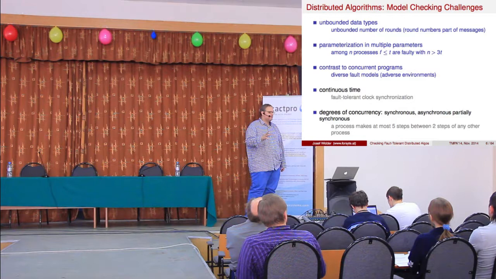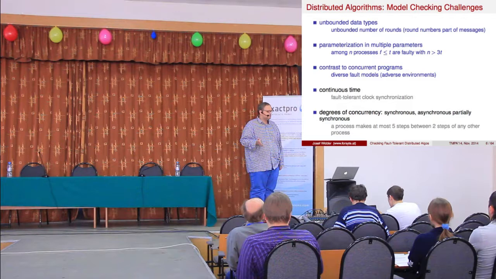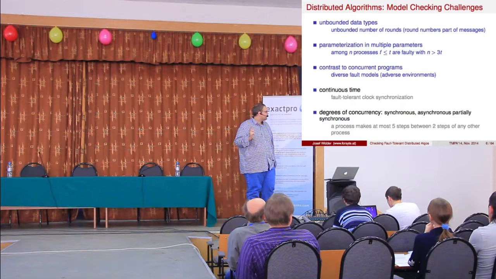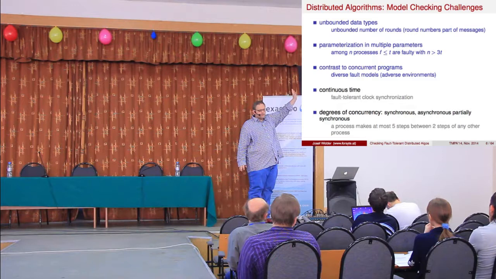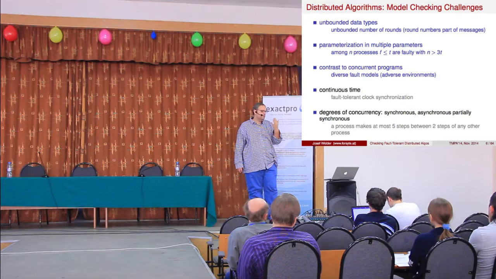So the big challenge we have is unbounded data types. In distributed algorithms, we like, for example, counters, right? We count messages, they are unbounded in principle. We like round numbers, they are unbounded in principle. And we have parameters, as I have explained, in the resilience conditions. We have different kinds of fault models. So these blue ones here are the challenges we're going to talk about today and tomorrow. Other challenges that we have are different degrees of concurrency and continuous time, and people work on it and we work on it, but it's not in this presentation.